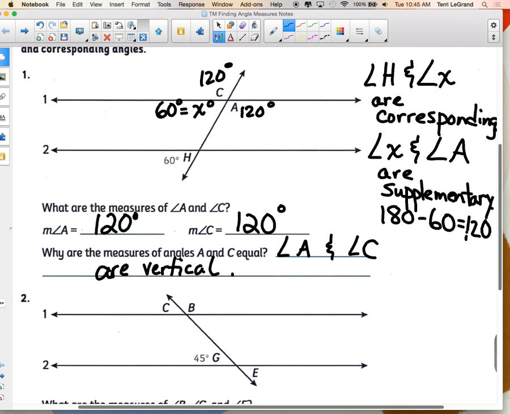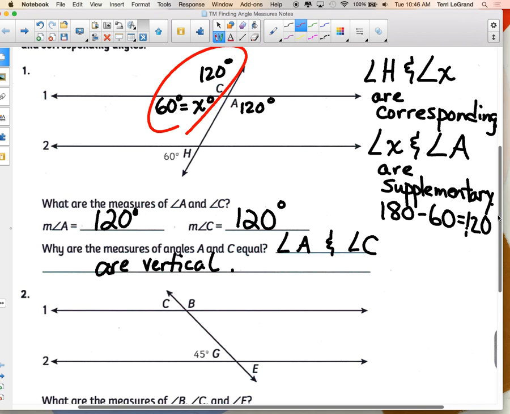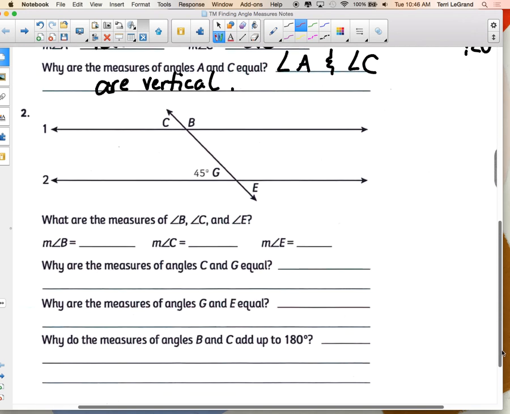I think really the only way to start this one was to find x, okay? But could we have found C before we found A? Do C and our little x have a relationship? They're supplementary also, aren't they? So we could have started with C and found C, and then we could have said, oh, well, A is vertical to C, so that means they're going to be equal. It's going to be 120. So we may not all do it in the same order, but we're using relationships to help us get it.